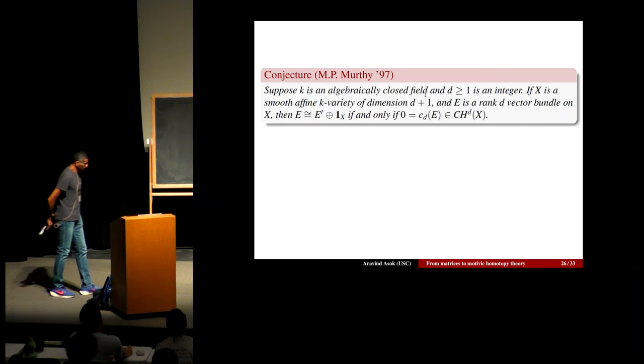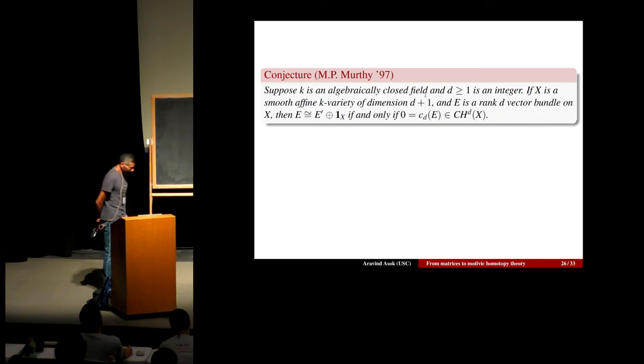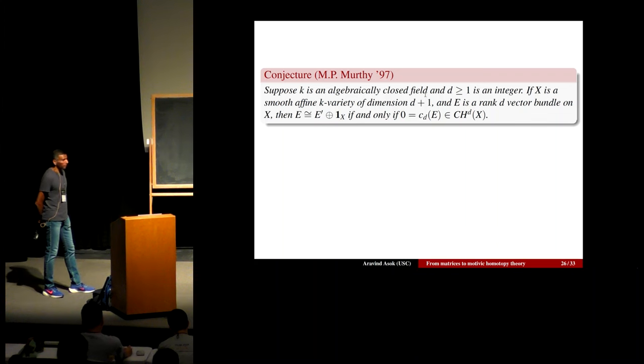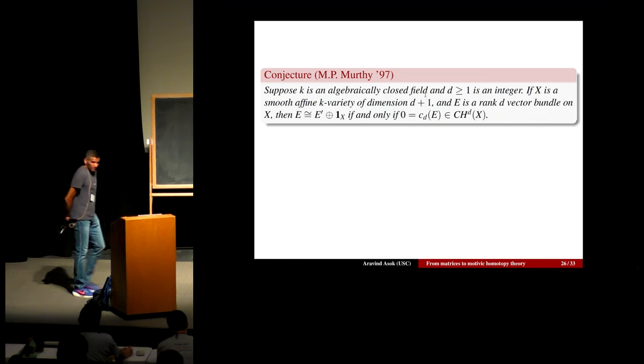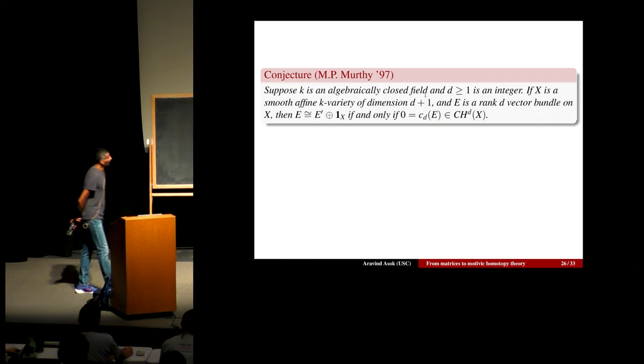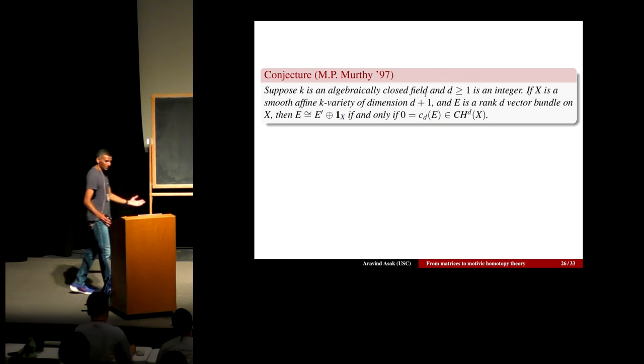And there's an old conjecture of Murthy from 1997, and initially this was formulated as a problem. If you have a variety of dimension d plus 1 over an algebraically closed field and a rank d vector bundle, so one less than the dimension of the variety, then when does it split off a trivial rank 1 summand? What he wrote is that he knows of no example where the vanishing of the top Chern class was not sufficient to guarantee this.